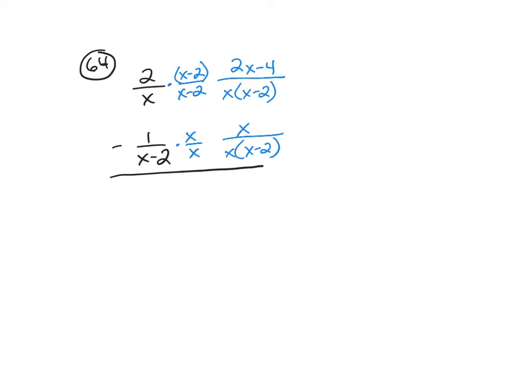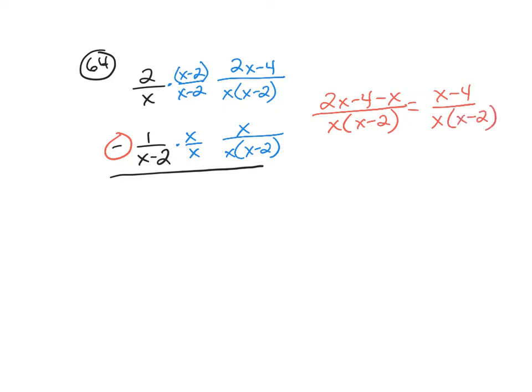Now I'm going to go through, remember this is a subtraction problem, I'm going to rewrite my subtraction problem. What I really have is 2x subtract 4 subtract x over a common denominator of x times x subtract 2. I'm going to simplify that top. 2x subtract x just gives me x. I have x minus 4 over x times x minus 2, and that is the final answer to that problem. There's nothing else I can do to it.